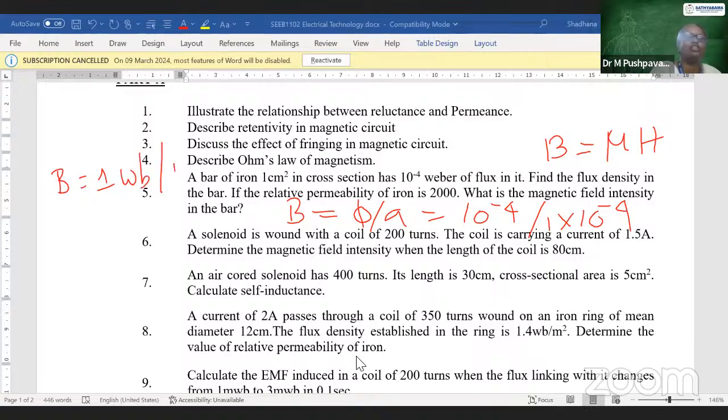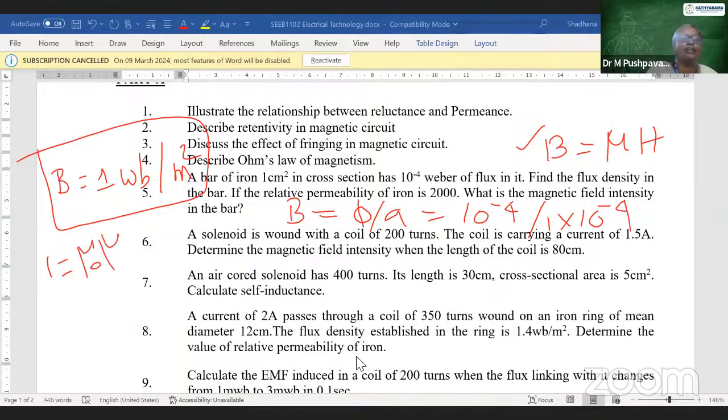Find out the value of H. Magnetic field intensity, what formula do I have to use? B equal to nu H. Now you have to understand, B equals nu naught into nu R into H. Nu naught value we all know, 4 pi into 10 power minus 7, and nu R value 2000. The relative permeability will change according to the material. In some problems they didn't give it; you can take it as an air core inductor and take that value as 1.